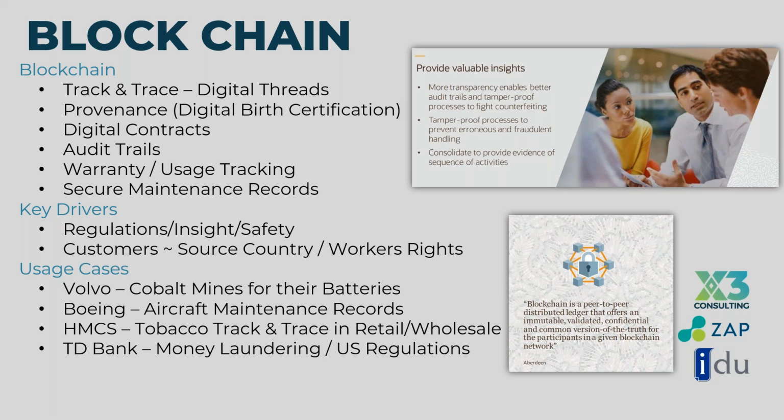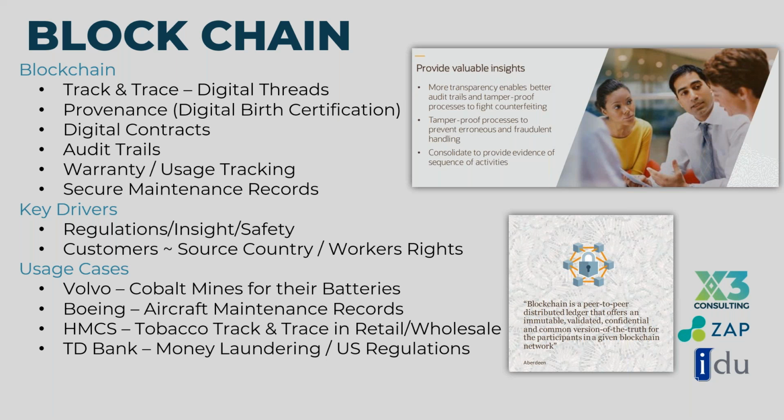Volvo were using it to track their cobalt to make sure that the provenance of the cobalt being used in the batteries is correct. Boeing are using it for record maintenance on aircraft, but also software on aircraft. So when an aircraft boots up now, it actually checks to make sure every version of the software it's running is the correct version. And it does that using blockchain to make sure that it's not being hacked by anything.